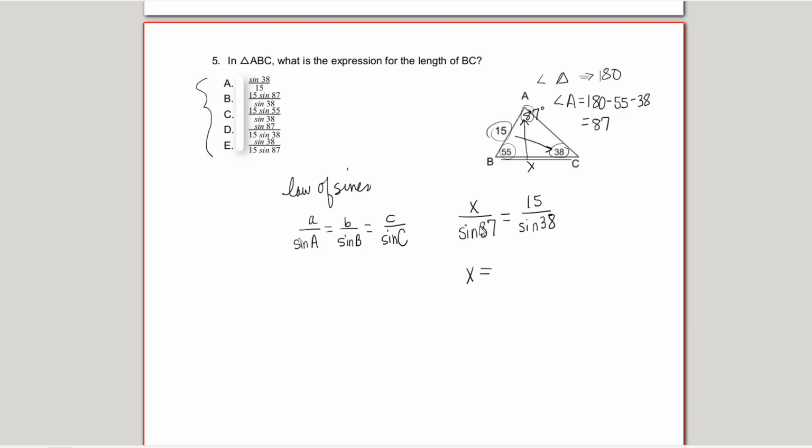So to figure out what X is, we need to multiply both sides by sine of 87. And that's still divided by sine of 38. And we're keeping an eye on our answer choices because we're not having to plug these values in the calculator. It looks like they're still using the sine. So where do we have 15 sine 87 over sine 38? That's answer choice B.